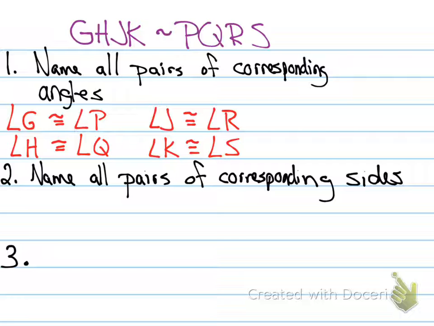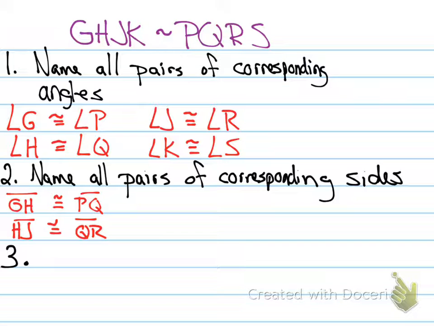And what we're saying here is that our corresponding angles are congruent. Okay, they will have the same measure if they are truly similar figures. Now, the pairs of corresponding sides, we just start with the first two sides in each sequence. G and H is congruent to what? PQ. Side PQ. And then side HJ is congruent to side QR.